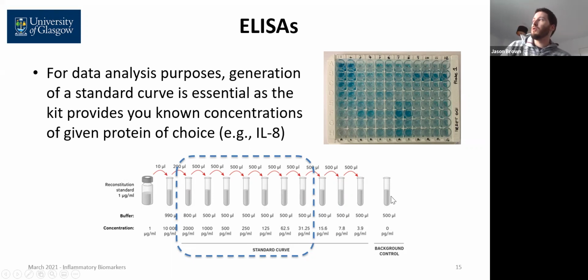And also you should always include a background control. This will basically be a blank. There'll be no sample in this. In this example here, it's quite difficult to make out, but H1 and H2 is basically a blank. So this contains no sample. This will just give you a background reading of the absorbance at that wavelength.